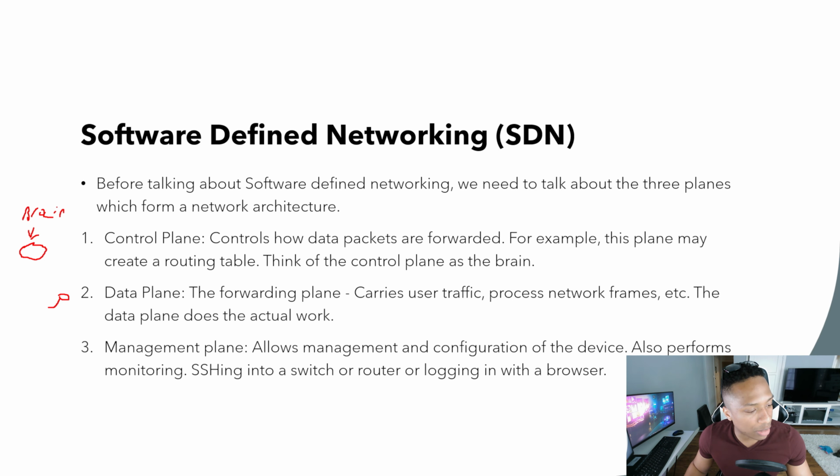We're just gonna try to draw somebody's arm. We have the data plane. The data plane is what actually does the work. The data plane is also called the forwarding plane. It carries the user's traffic, processes networking frames, etc. Remember, the control plane is the brain, has the MAC address table, forwarding table, routing table, all that stuff. It tells the data plane what to do. The data plane doesn't have to think about any of that. The data plane says, okay, this takes it.